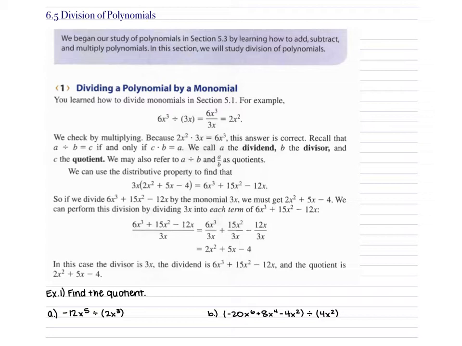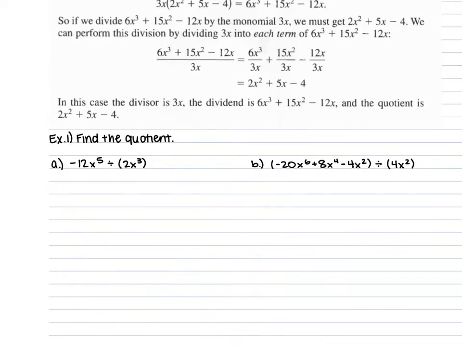So with example 1a, we are given negative 12x to the 5th power divided by 2x to the 3rd power. Again, write it as a fraction. This gives us negative 12x to the 5th power over 2x to the 3rd power. Remember your rules for exponents as well. If you are dividing, you are subtracting those powers and keeping the power that's bigger. Wherever the power is bigger is where the variable will stay.